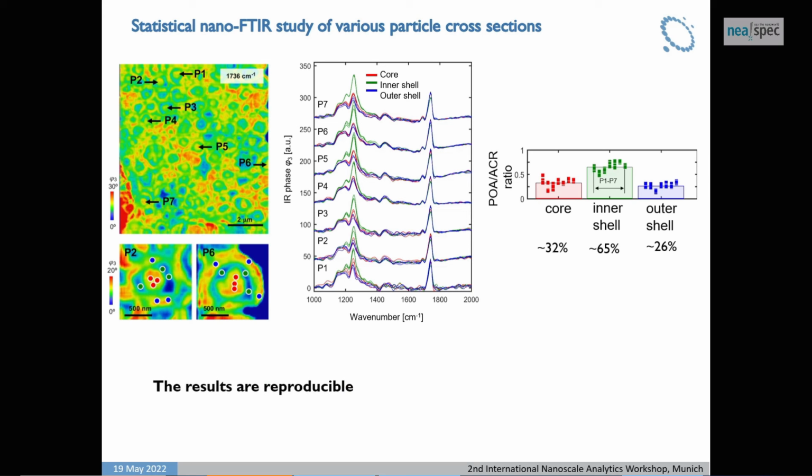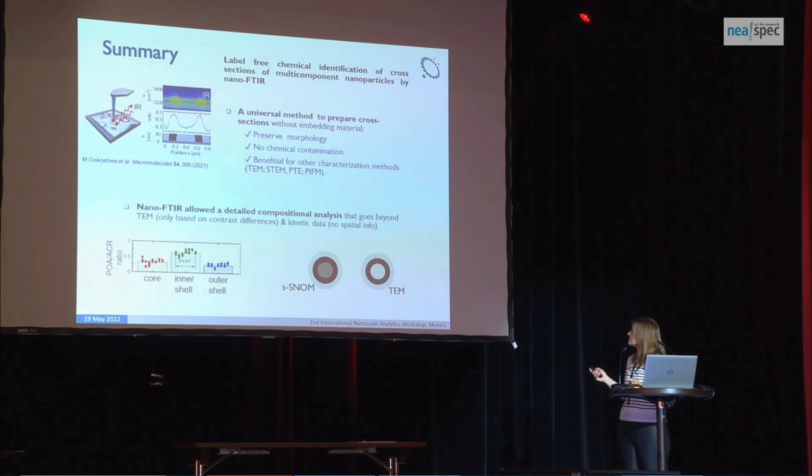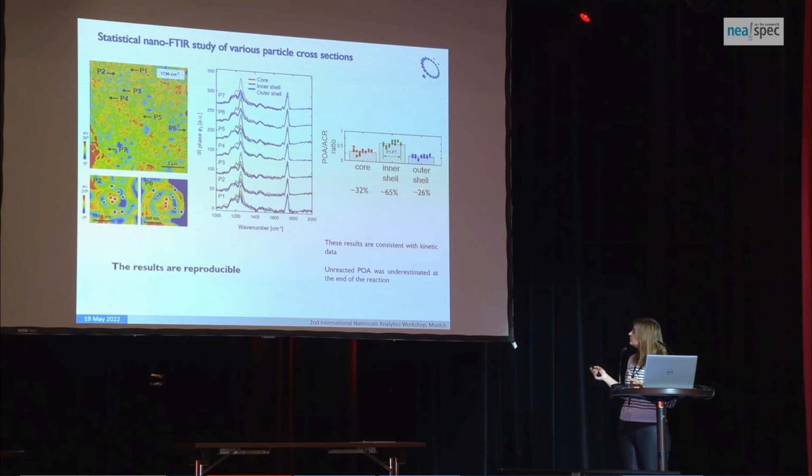So the results were, again, reproducible. And I didn't mention it because we have no time, but after the synthesis, we also collected some kinetic data. We followed the amount of unreacted monomer, and these data were consistent with the kinetic results. Interestingly, they also show that there is a substantial amount of POA in the outer shell, and this shows us that the POA was underestimated at the end of the reaction.